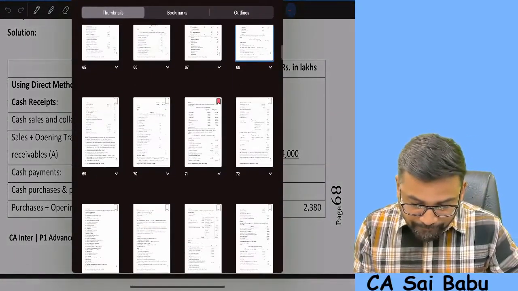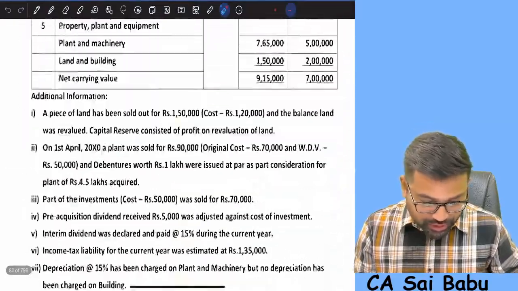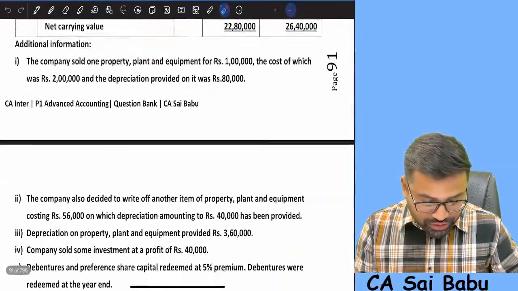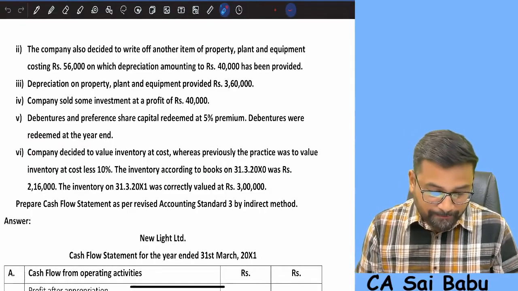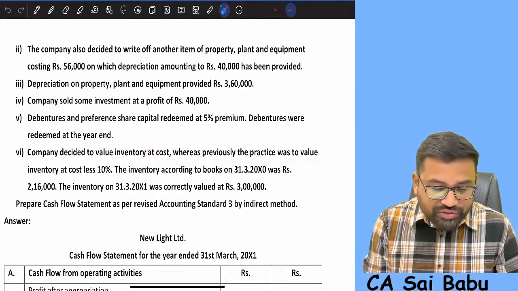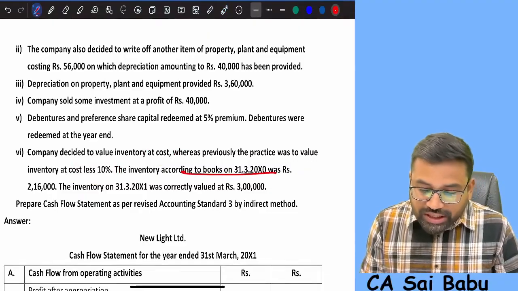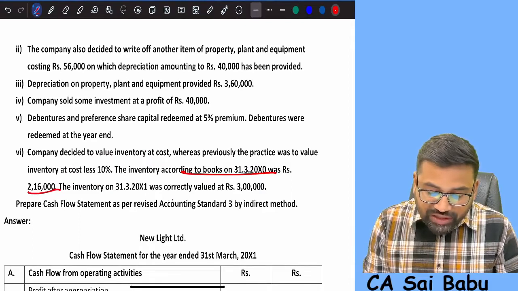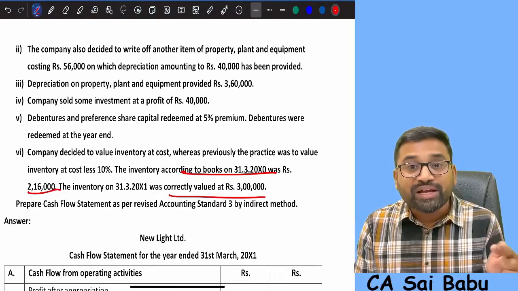One question, I think question number 19, sir. New Light Limited question. In this question, if you observe, sir, last point they have given one adjustment relating to stock. See, this company decided to value the inventory at cost, whereas previous practice was to value the inventory at cost less 10%. Now the inventory according to the books on 31st March 2010 was 2,16,000. The inventory on 31st March 2011 was correctly valued at 3 lakhs. That means closing inventory properly valued, but opening inventory undervalued.